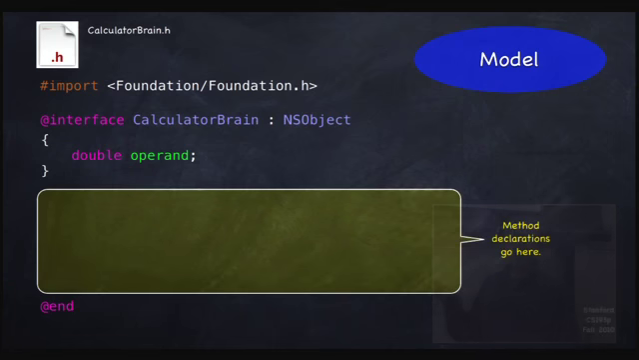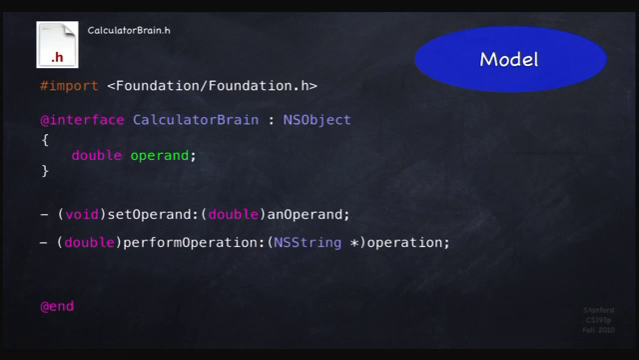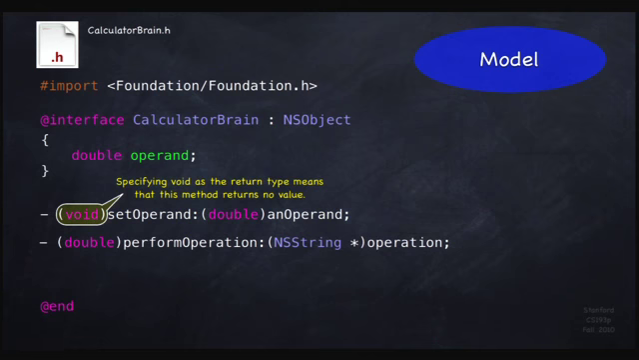And then our method declarations for our class go here in this space after the instance variables and before the @end. And we're going to have two methods for our model. One is to set the operand, and then the second one is to perform an operation on the operand. And it's actually going to return the updated operand just as a convenience, to have fewer methods and to make it kind of simpler. Notice that the setOperand method's return type, the kind of thing it returns, is void.